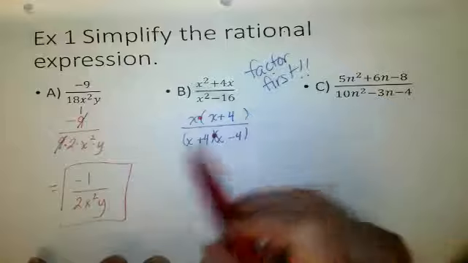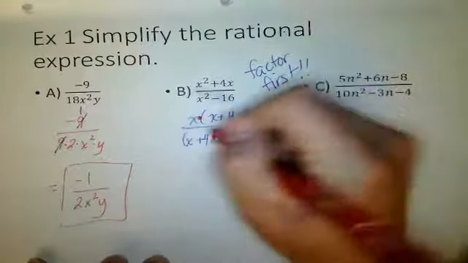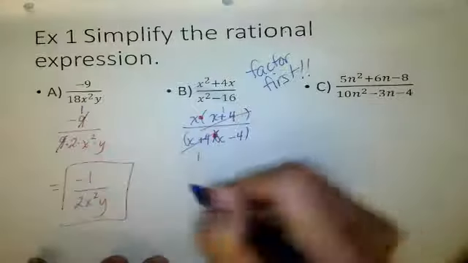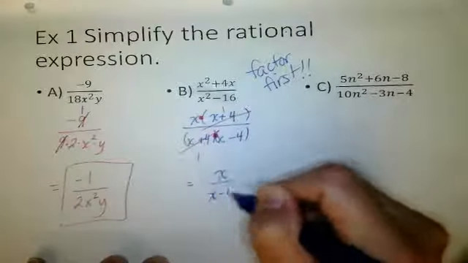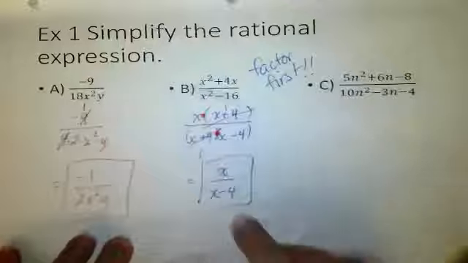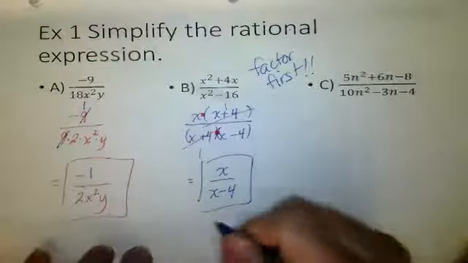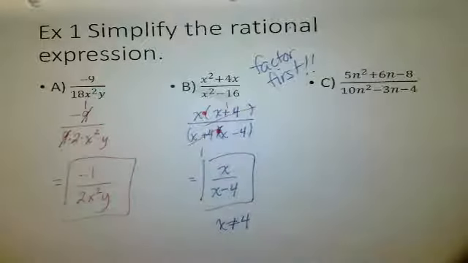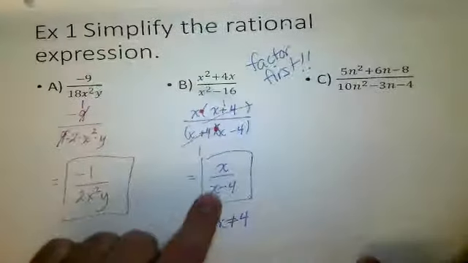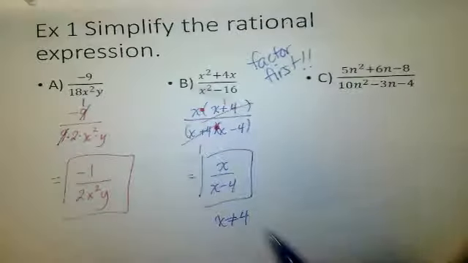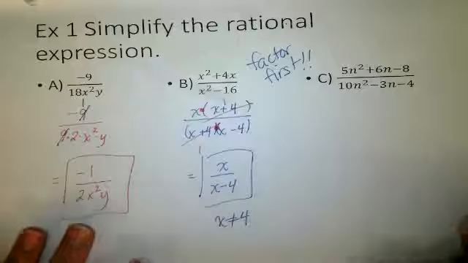What's x plus 4 divided by x plus 4? 1. It reduces to 1s. And what are we left with? That's it. Good. What is x not allowed to be? 4. Yeah. Why? Because it'll cancel the bottom. Yeah, because if you plug in 4, 4 minus 4 is 0. That's not allowed, right? Okay. You don't actually have to state that, but I'm going to point it out every time.